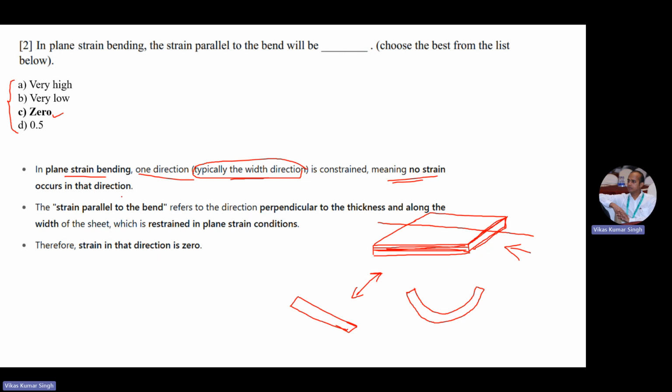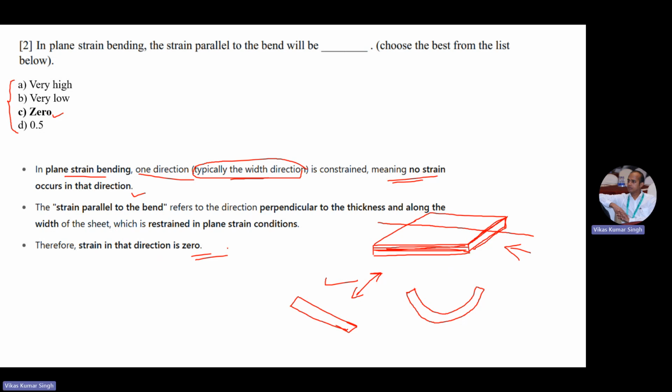So this is what is written here: the strain parallel to the bend refers to the direction perpendicular to thickness and along the width of the sheet, which is restrained in the plane. That's what I explained here. Therefore, the strain in that direction is 0. Correct?